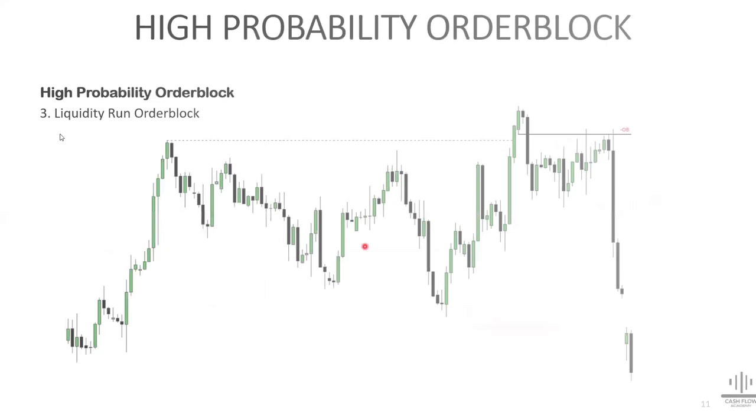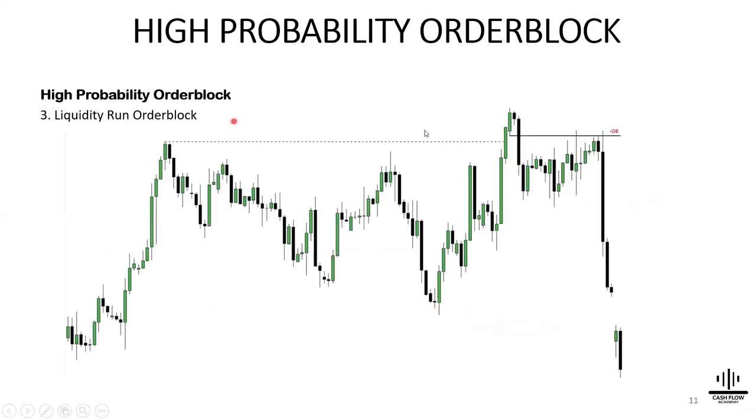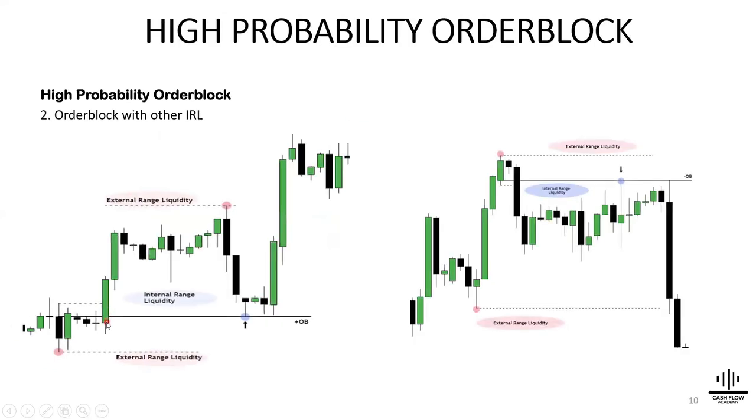The third feature, you want to see an order block that has run liquidity. So you can say that this high has been taken. The buy side liquidity has been taken and price reacted swiftly away from it. Now, something I want to point out. The manner at which price runs away from the order block is very important.